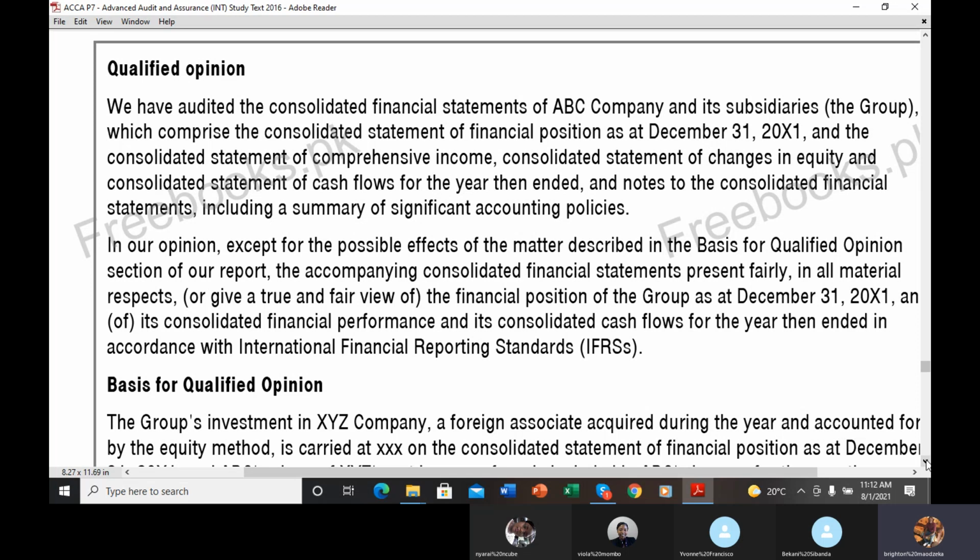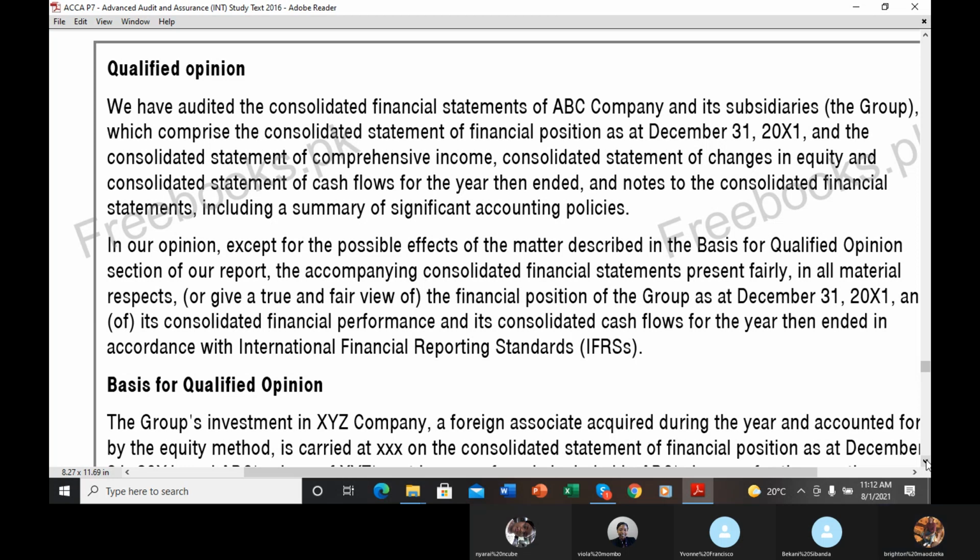I'm saying qualified opinion. If it's a qualified report, clearly indicate in the heading that it's a qualified opinion. On an unmodified report, we just write opinion, because we are not modifying the opinion. This time we are modifying the opinion, that's why we say qualified opinion. If it's an adverse opinion, say adverse opinion. If it's a disclaimer, say disclaimer of opinion. In this case, it's a qualified opinion.